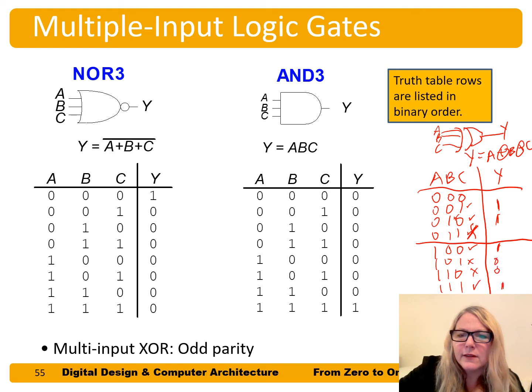And so our 3-input XOR gate has, or 4-input or 5-input, or actually our single input XOR gate follows this rule as well. It's called odd parity, where the output is true when an odd number of inputs is true.